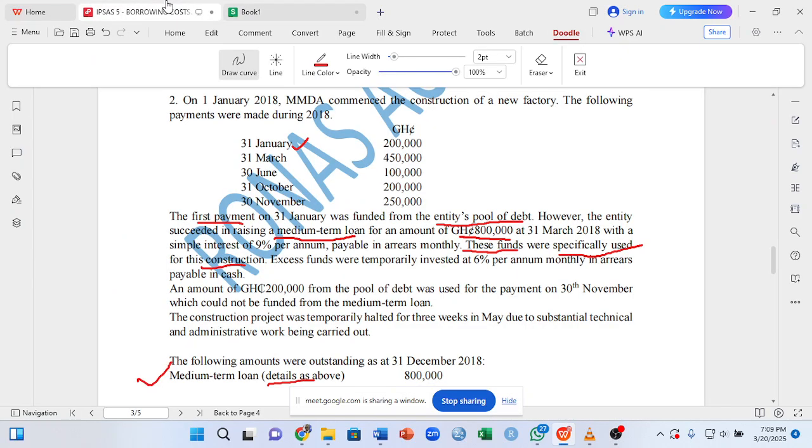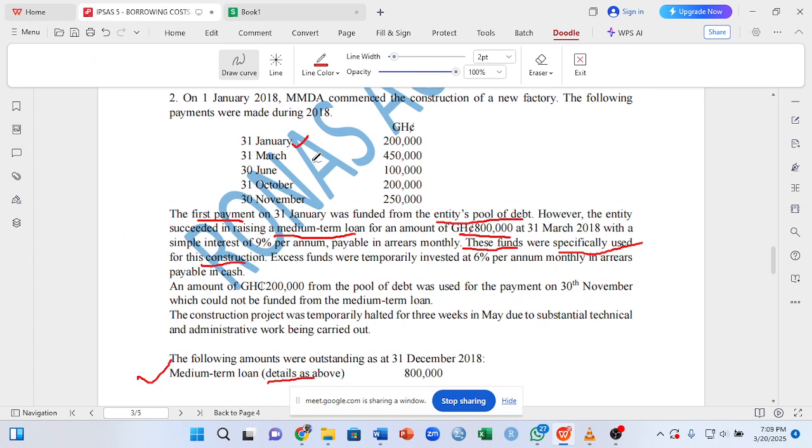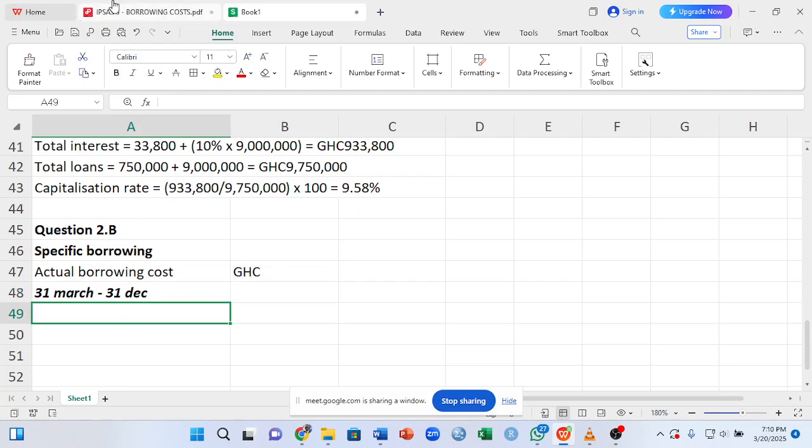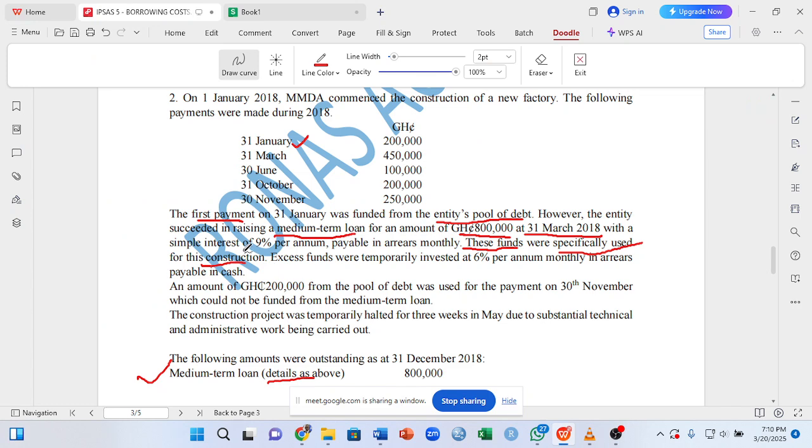How do we get the actual borrowing cost? We have to go to the question. We have to find the ones which are the specific borrowing. So bear in mind the specific borrowing, we're given the amount as 800,000, starting on 31st March 2018. That means it will be from 31st March to 31st December. The specific borrowing also comes with a percentage on its own, so that one is 9%.